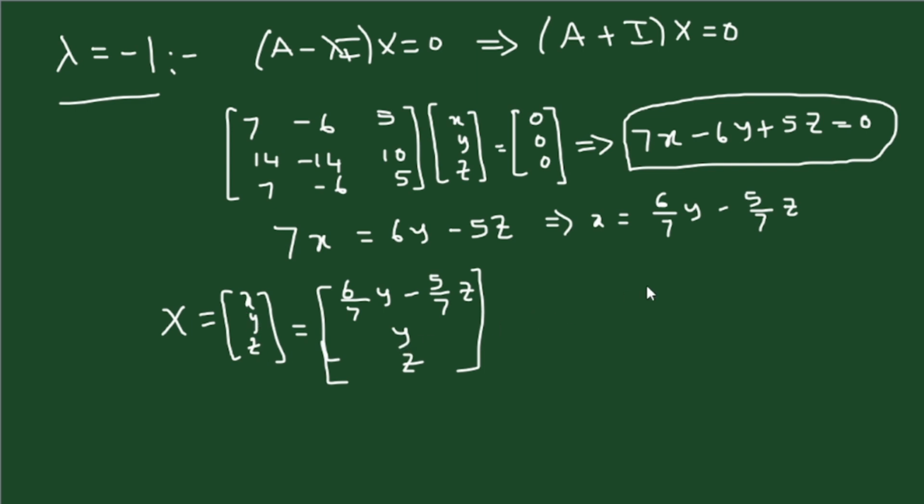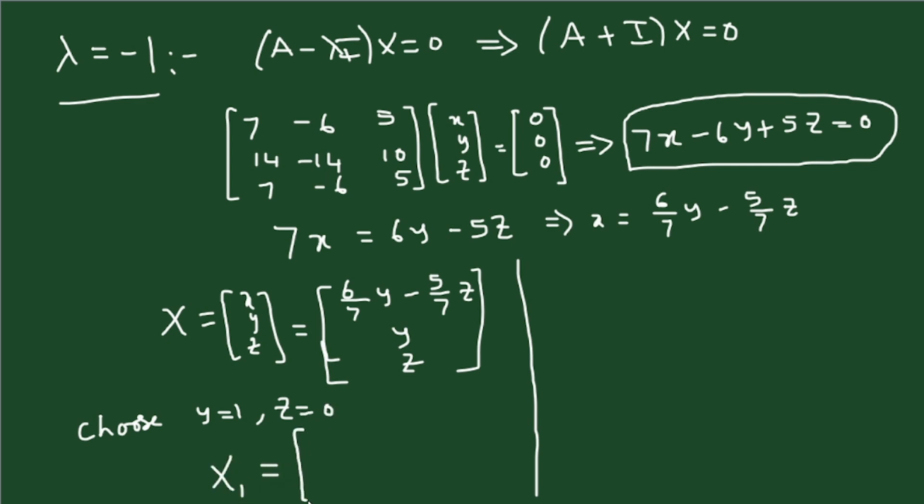Now we have a chance of selecting two variables, right? So choose y equal to 1 and z equal to 0. You will get one eigenvector as 6 by 7, 1, 0. You multiply the entire vector by 7, you will get 6, 7, 0.